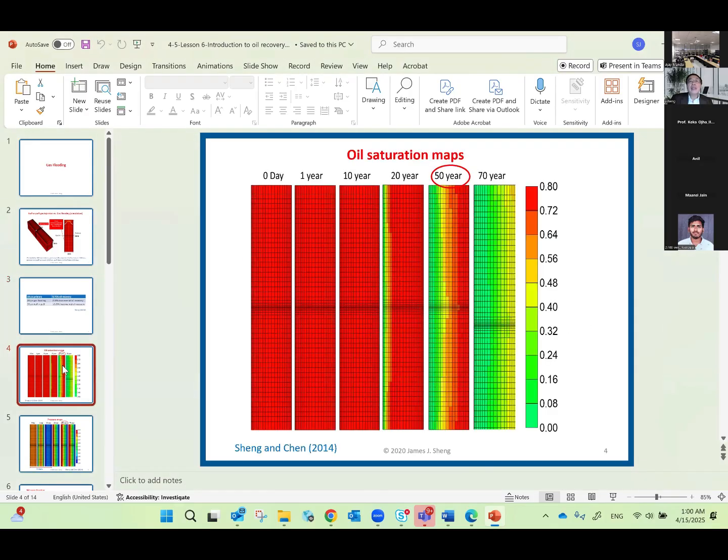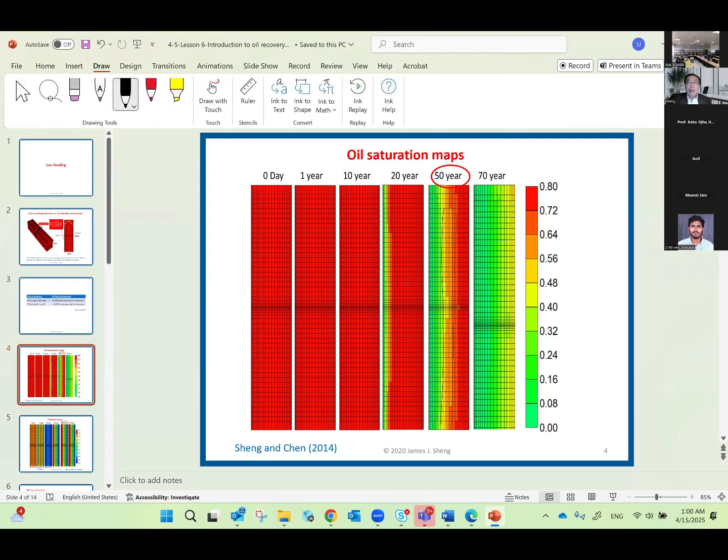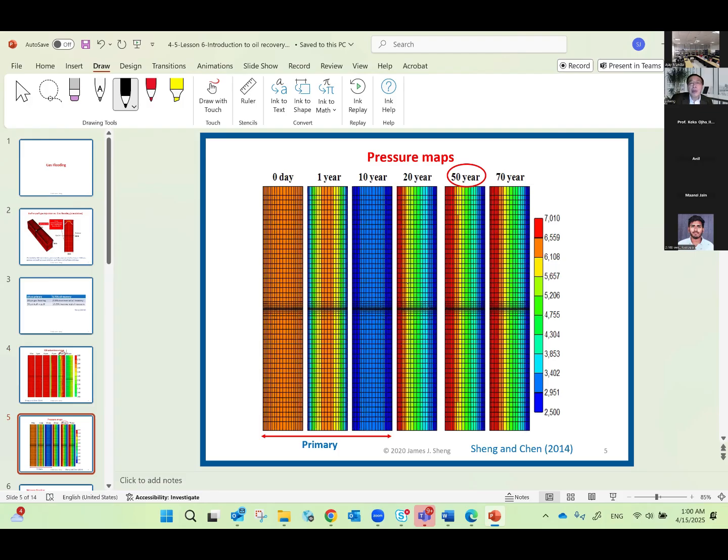So let's look at the oil saturation map. I also mentioned earlier the oil saturation at 50 years, and here, in the injection site, oil saturation will be reduced, right? Because more oil has been displaced to the production site. But the problem is, after 50 years, you still have a lot of oil that is not produced. So that is gas. Let's look at the pressure.